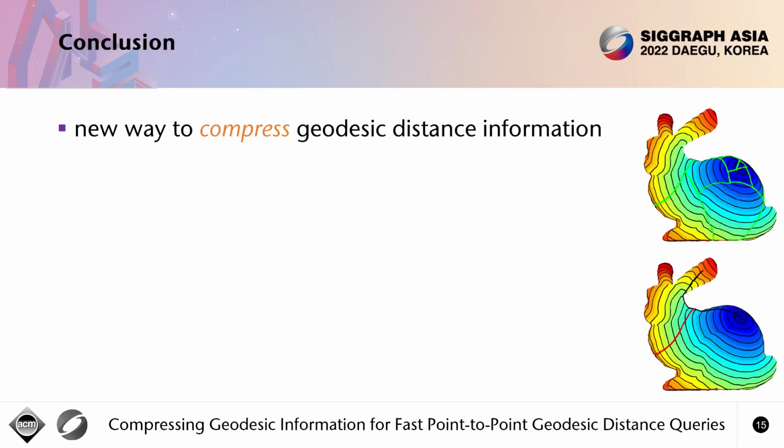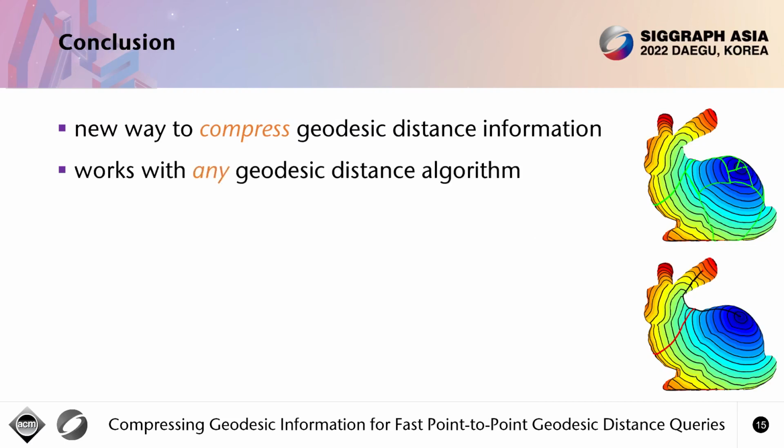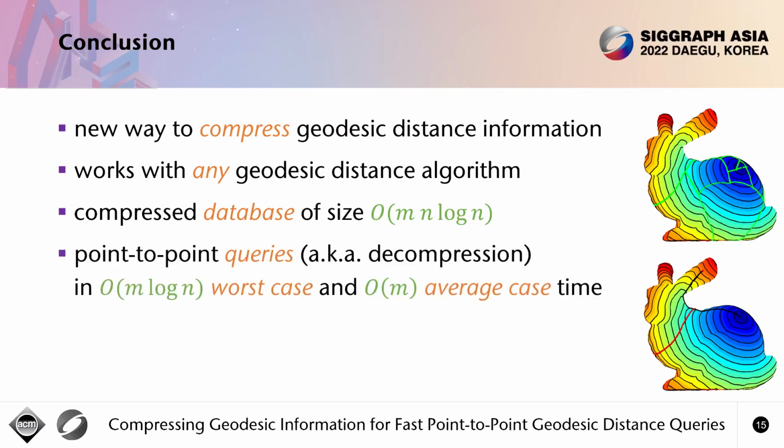Okay, what have we learned today? Well, we have learned about a new way to compress geodesic distance information that works with any geodesic distance algorithm as a black box and leads to a compressed database of size m n log n, where m is just a constant and n is the number of vertices of the mesh. And this database can then be used to answer point-to-point queries in worst case m log n time, and we show that average case time is actually only O of m.